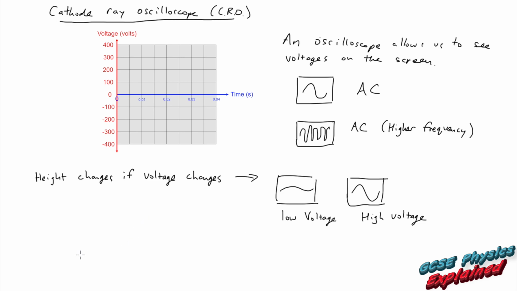Now, what about DC? DC, well, it's a direct current, isn't it? And a direct current produces, look at the state of that square.